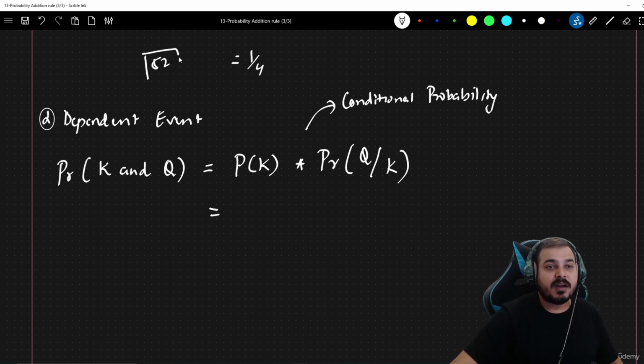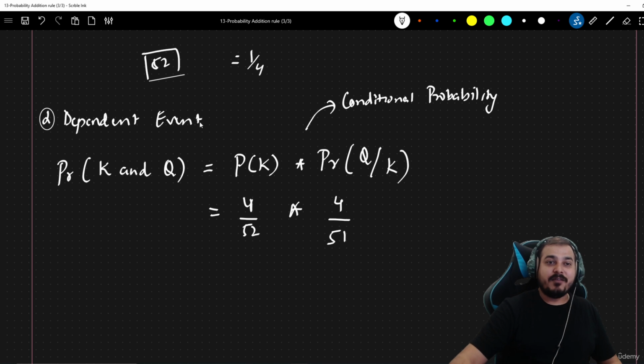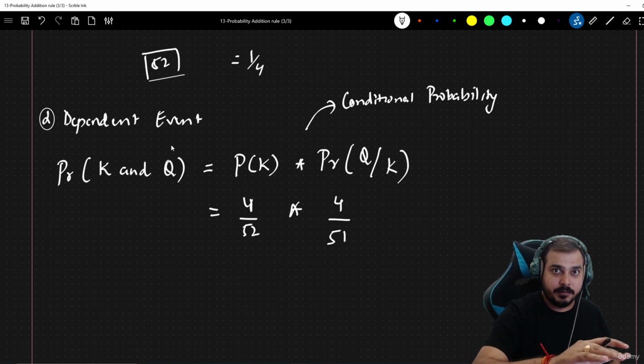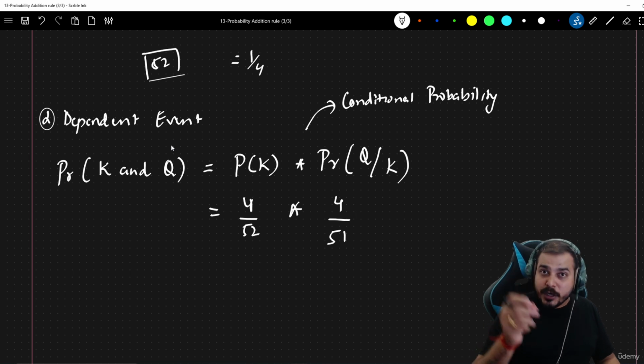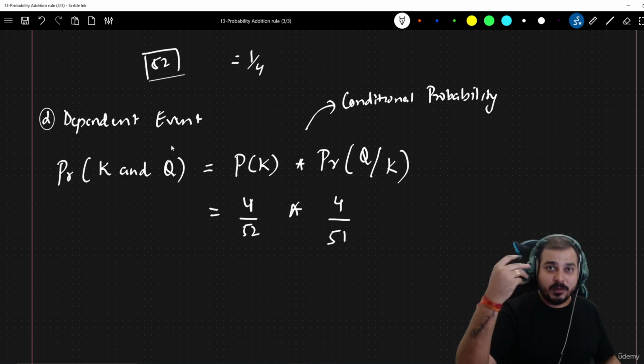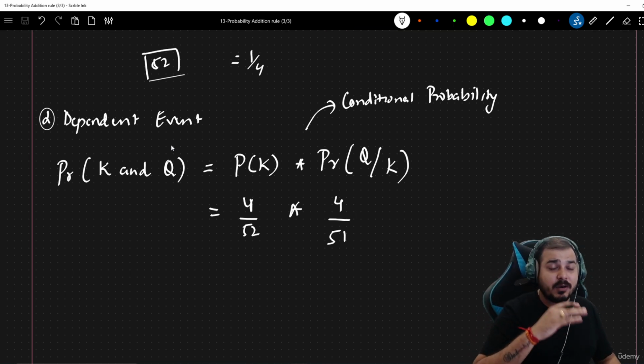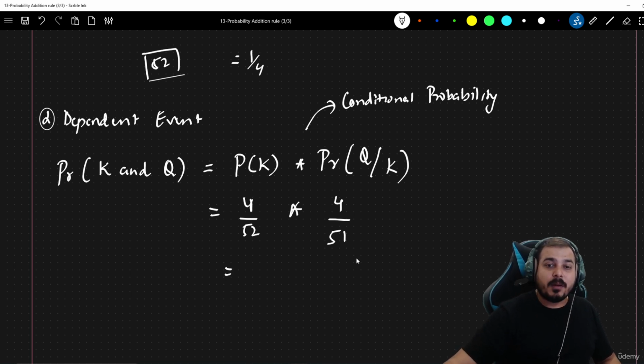If I go ahead and calculate this, what is the probability of K? The total number of cards in the deck is 52. So here you will have 4 by 52 multiplied by 4 by 51, because I have not put the K card back. After I remove the K, there is going to be some impact when I try to take out Q. So this will be my total probability when I have this kind of dependent event. And this is what is called conditional probability.